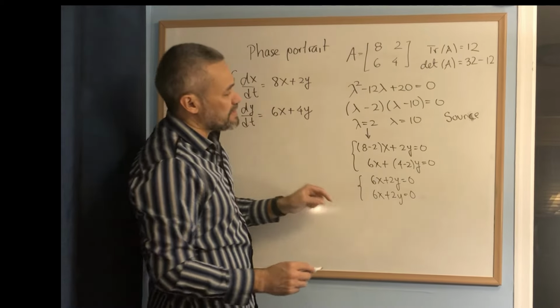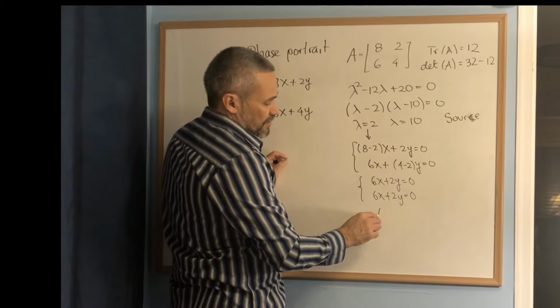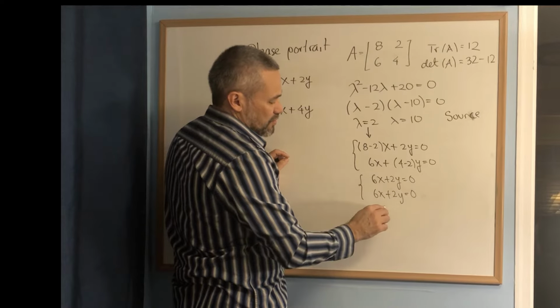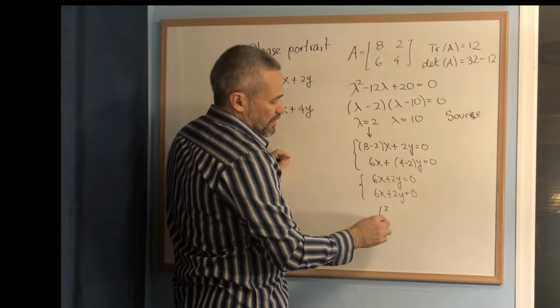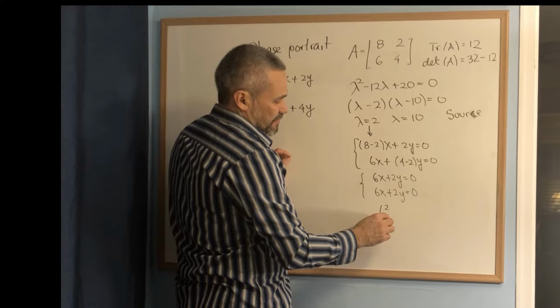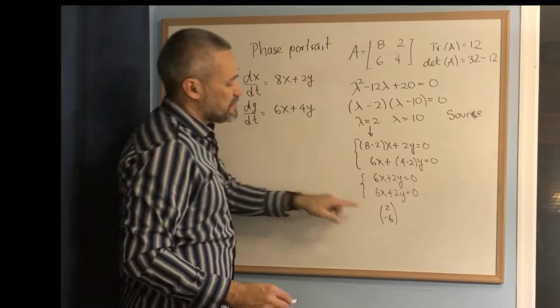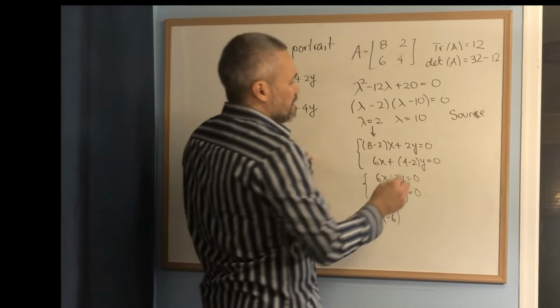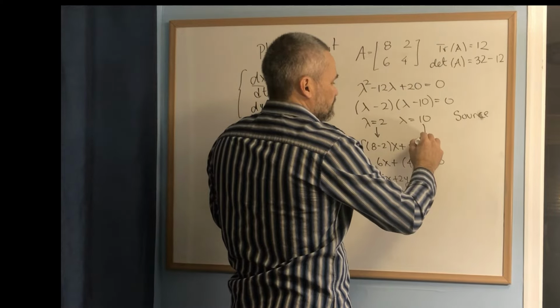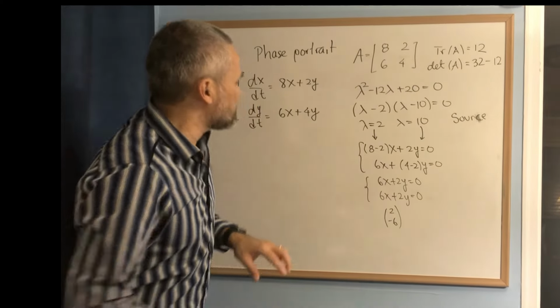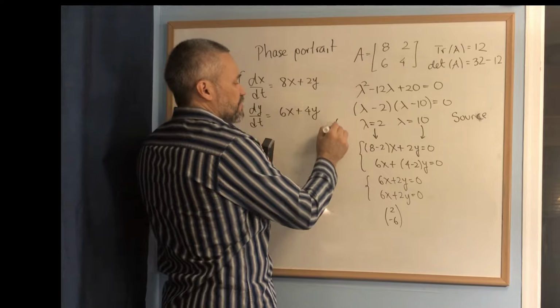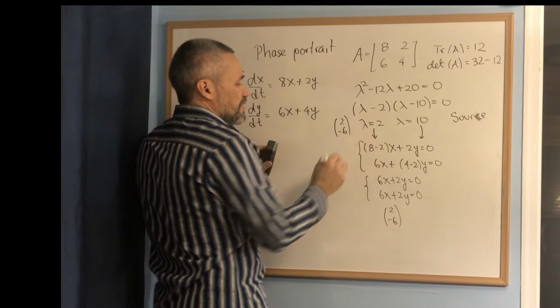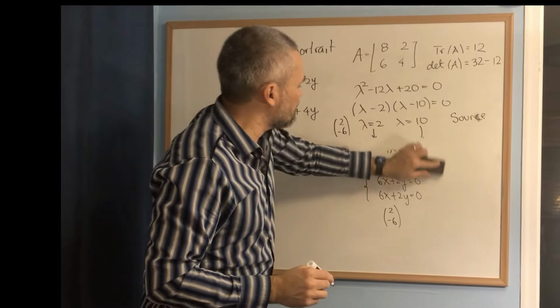One solution of that system is the vector. We can pick x equal 2 and y equal negative 6. This is one eigenvector. Let's record this. We can pick the vector here, 2, negative 6, right? For this one, we do something similar.